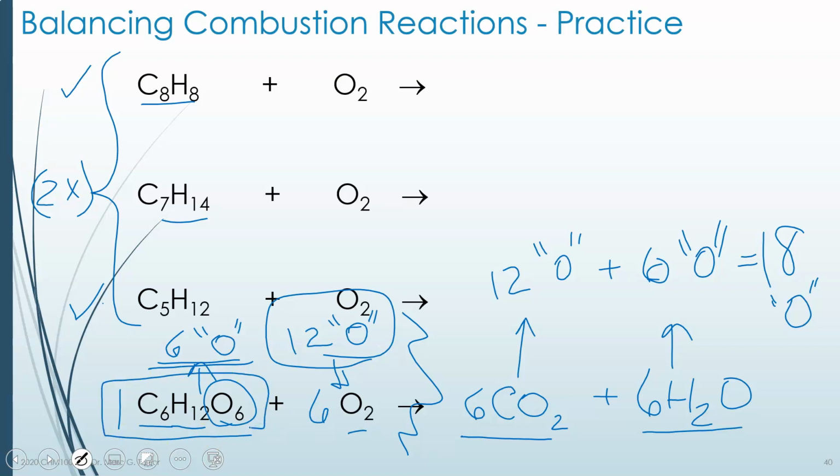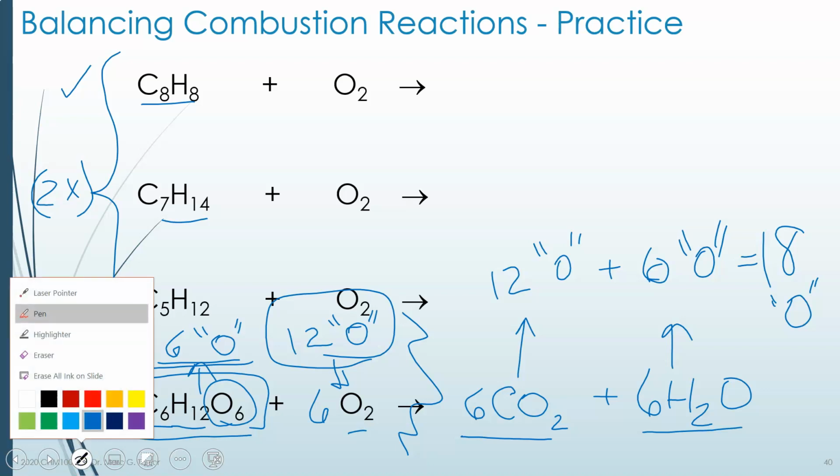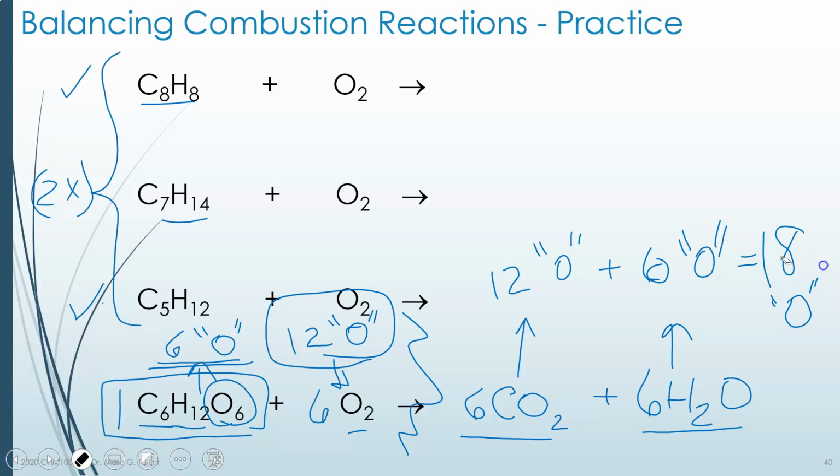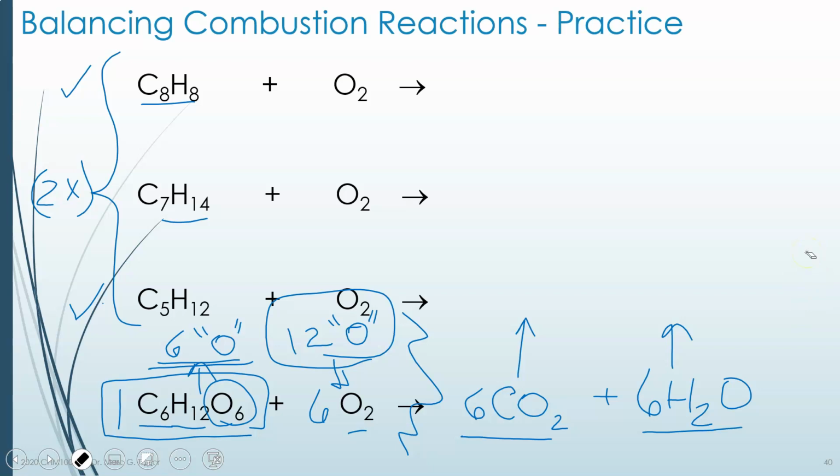So our balanced equation will be one of these molecules, and by the way, this is the formula for glucose and a lot of other simple sugars. So if we burn glucose, for every 1 molecule of glucose, we need 6 molecules of O2, and we will produce 6 molecules of CO2 and 6 molecules of water. Incidentally, this is actually the same reaction that most living organisms do when they break down sugars during metabolism.